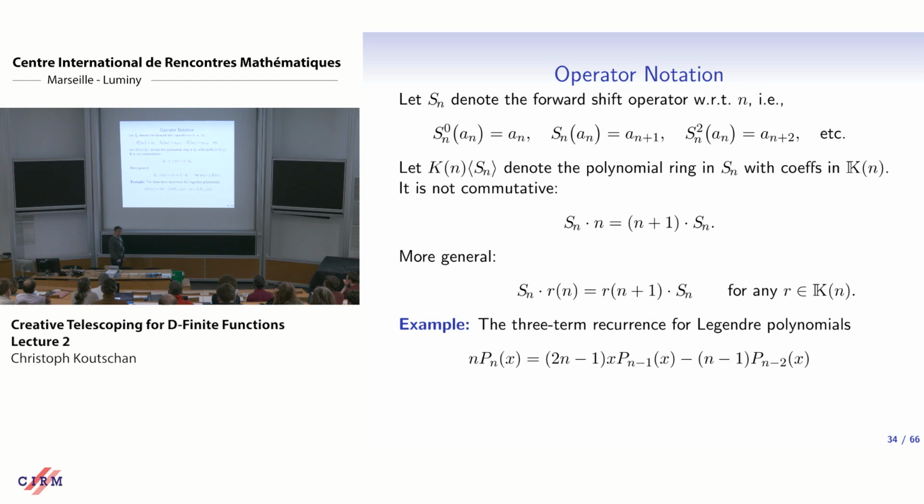And so here's the example, the Legendre polynomials. In the last lecture we have seen if we differentiate with respect to x, we get a second order differential equation. Now we take the other variable, the index n, and we look at shifts with respect to n. Since this is a family of orthogonal polynomials, it's a classical result that it satisfies a three-term recurrence of a certain shape, and here it is. Well, and again, if you write this as an operator, it becomes more compact and more convenient to deal with in a computer algebra system.